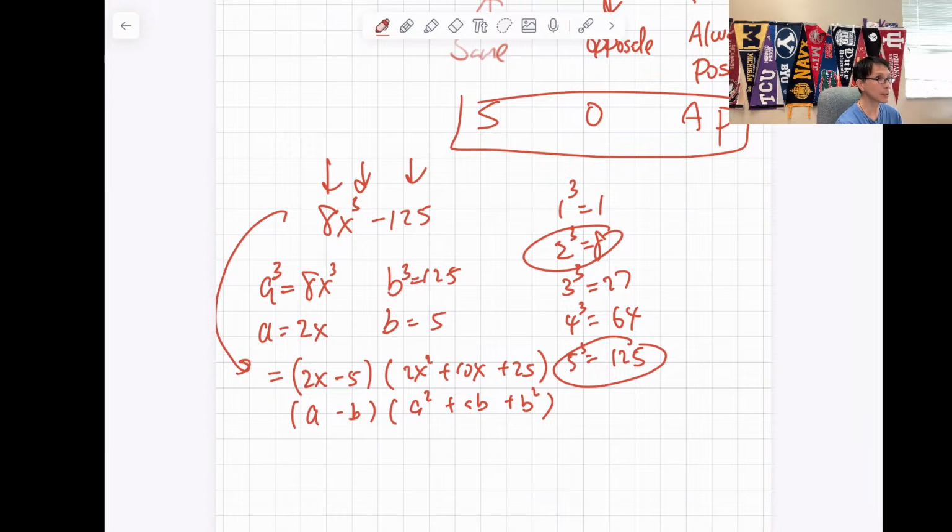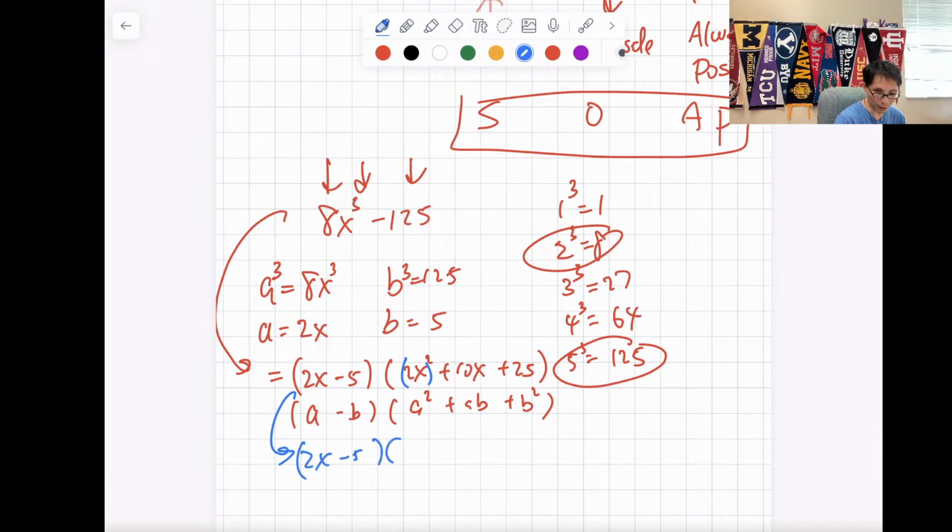Where is the mistake? The mistake is in the second parentheses, it's 4x squared because the 2 has to be squared. This is what happens to people on a test, they're going to forget that. So technically, it's going to be 2x minus 5. You just have to follow a formula. So 4x squared plus 10x plus 25. And if you distribute it again, you should get 8x cubed minus 125.